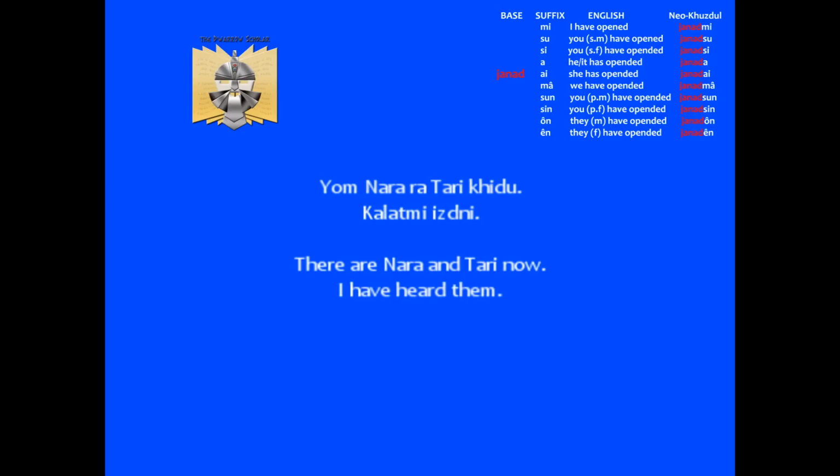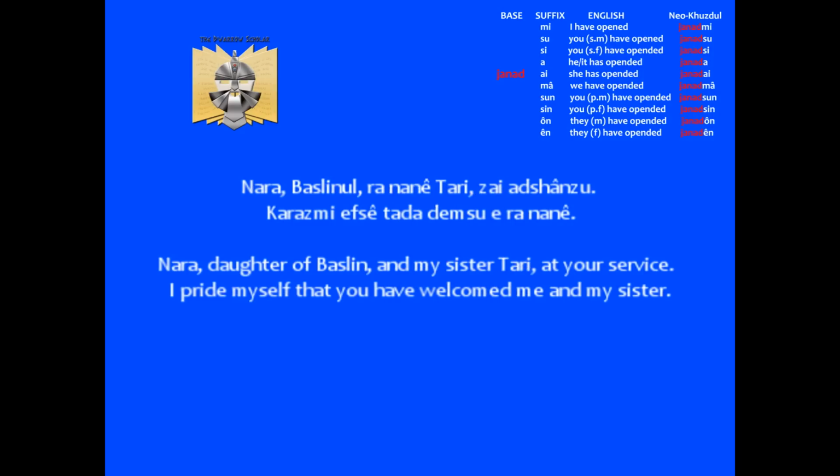Note that we'll frequently use I to indicate female versions, while we use U to indicate male versions. So even if we have never met, which is the case, we've never met Nara and Tari, we know that they are females. As DC said, Kalatmi izni, and not Kalatmi iznu, which she would have used in case either Nara or Tari, or perhaps both, were male.